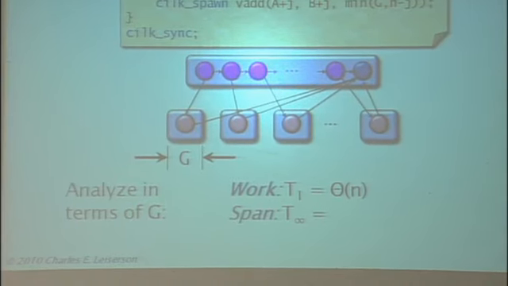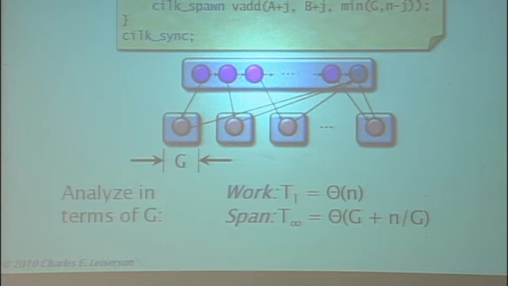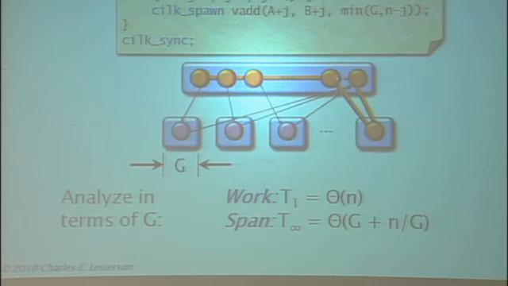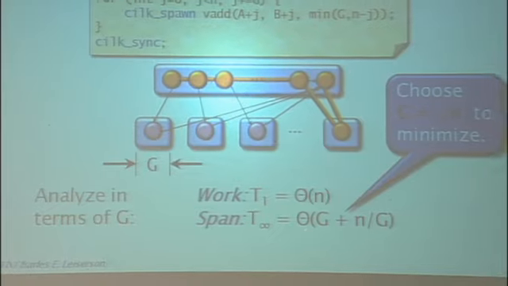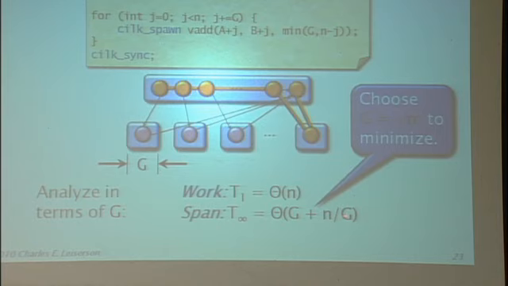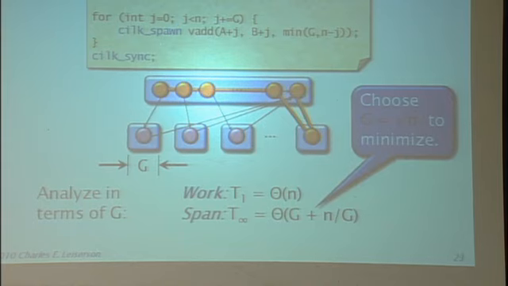The span for this is what? Yeah, so I heard somebody say it. N over G plus G. And it corresponds to this path. So this is the N over G part up here, and this is the plus G. So what we want to do is minimize this. This is its smallest value when these two terms are equal, which you can either know as a basic fact of the summation of these kinds of things, or you can take derivatives and so forth.